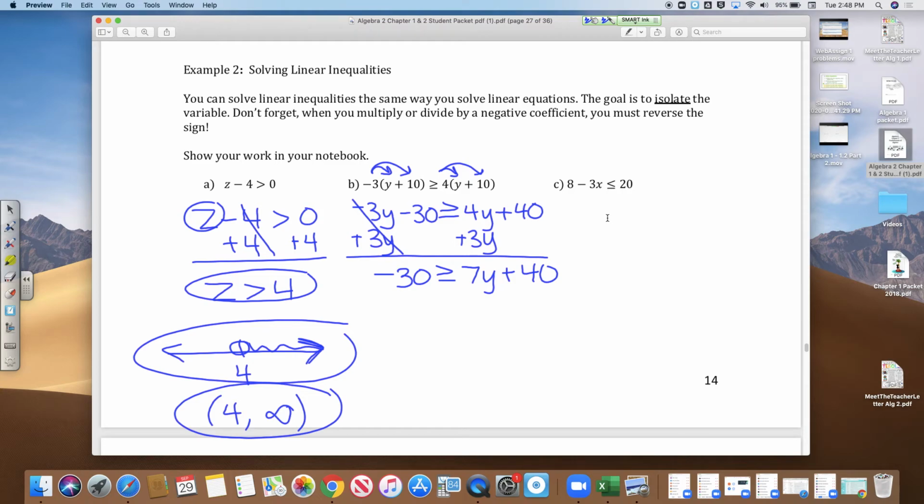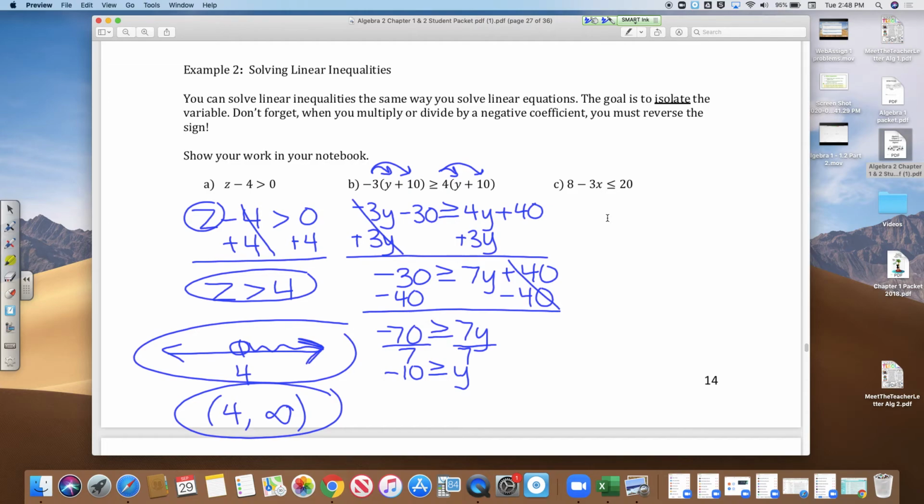All right. Now it's time to isolate the variable by undoing plus 40. To do that, I would subtract 40 from both sides. Negative 30 minus 40 is negative 70, so I get negative 70 is greater than or equal to 7y. Last thing I'm going to do is divide both sides by 7, and I get negative 10 is greater than or equal to y. It's fine that I have a negative answer.